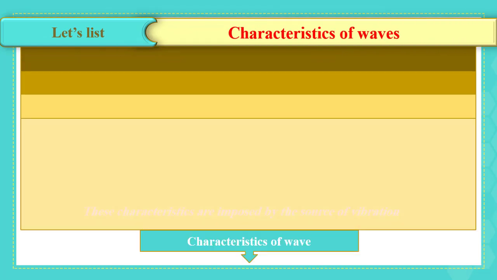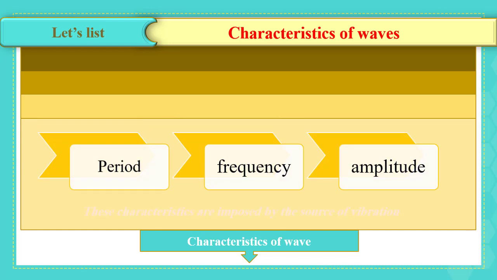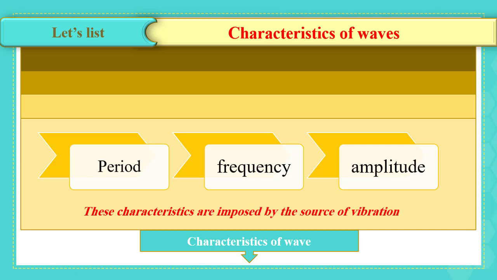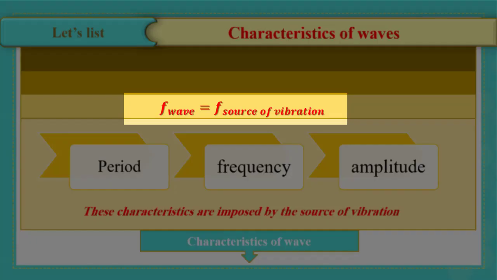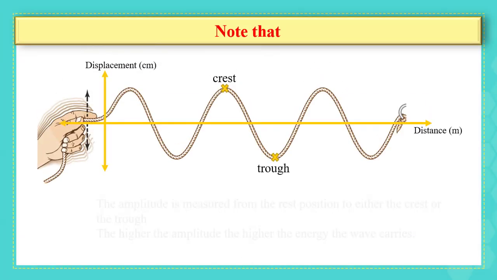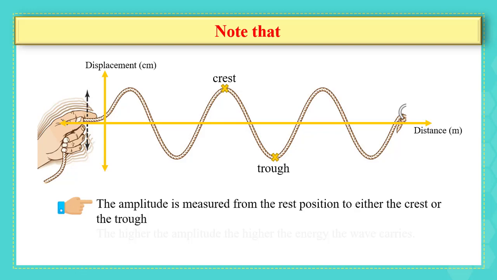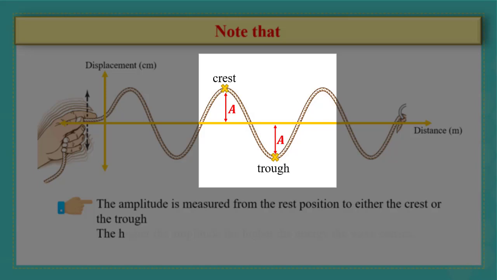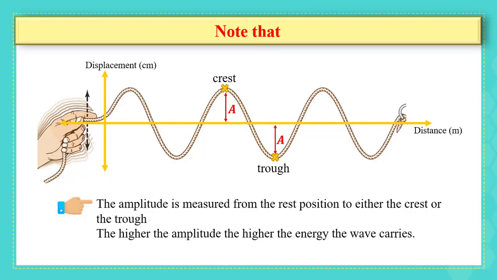Waves are characterized by their period, their frequency, and their amplitude. But these characteristics are imposed by the source of vibration. Then we can write that the frequency of the wave is equal to the frequency of the source of vibration. Note that the amplitude is measured from the rest position to either the crest or the trough, and the higher the amplitude, the higher the energy the wave carries.